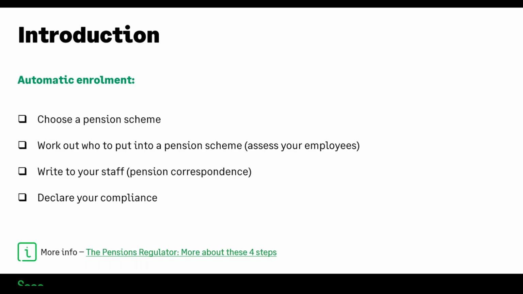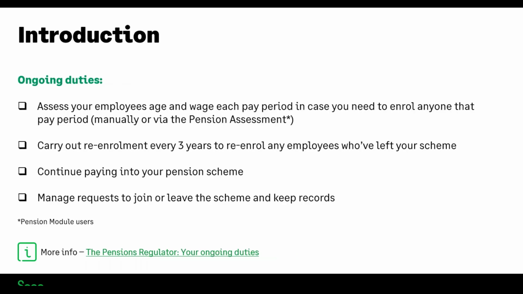Once you've completed these 4 steps, your duties don't end there. You do still have ongoing duties as an employer. These are to assess your employees' age and wage each time you pay them to see if they need to be put into the pension scheme. And you can do this manually or via the pension assessment. Every 3 years, you'll need to carry out re-enrolment duties, such as re-enrolling any employees who've left your scheme.